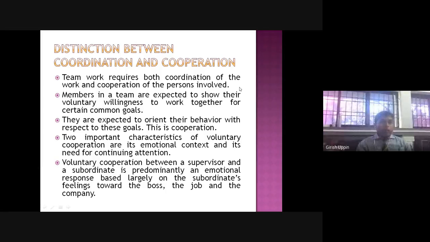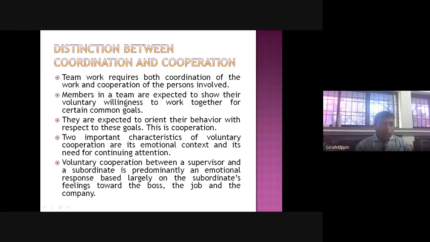Teamwork requires both coordination of the work and cooperation of the persons involved. Members in a team are expected to show their voluntary willingness to work together for certain common goals. They are expected to orient their behavior with respect to those goals. This is cooperation. So in teamwork, there must be both cooperation and coordination.